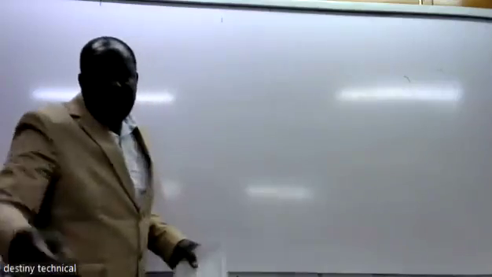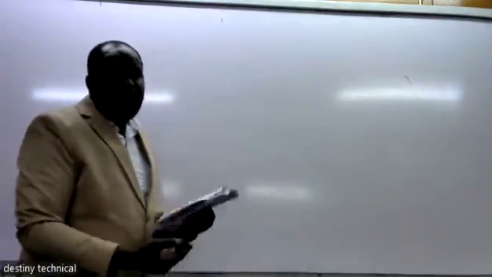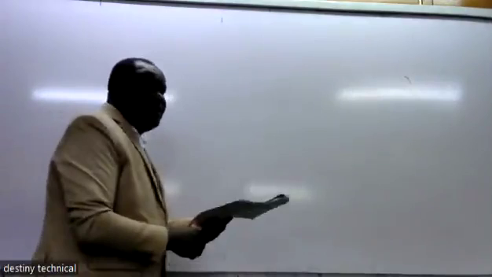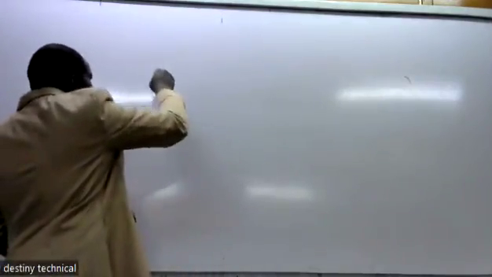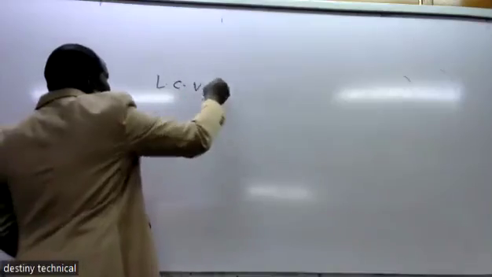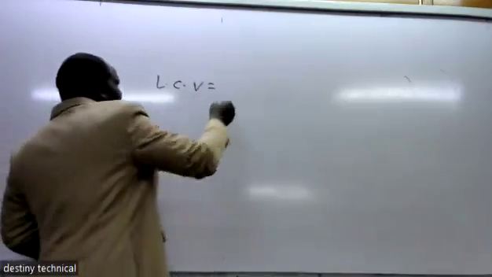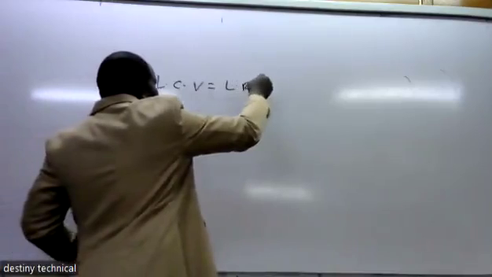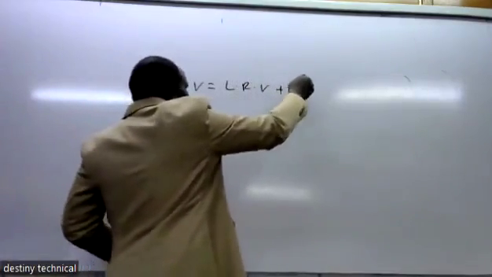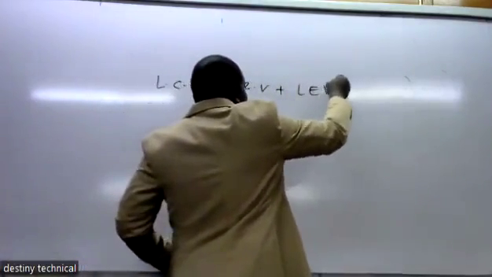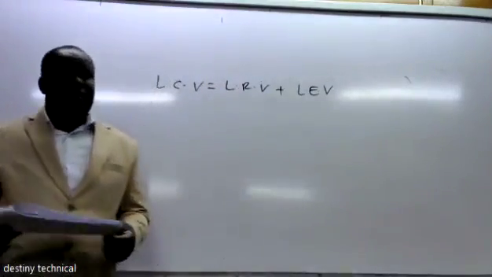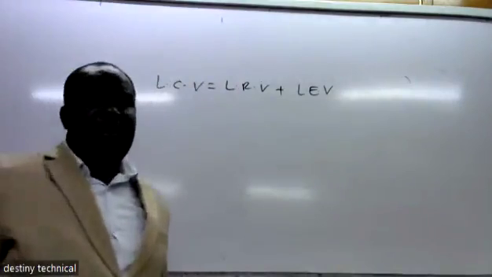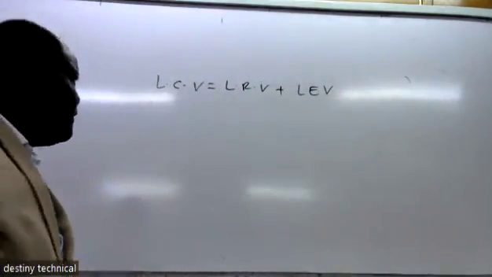Let us now see how to get the labor cost variance. Labor cost variance is the labor rate variance plus the labor efficiency variance.